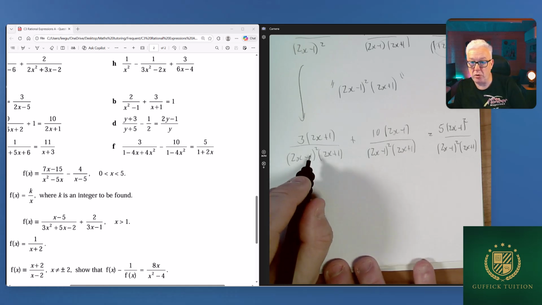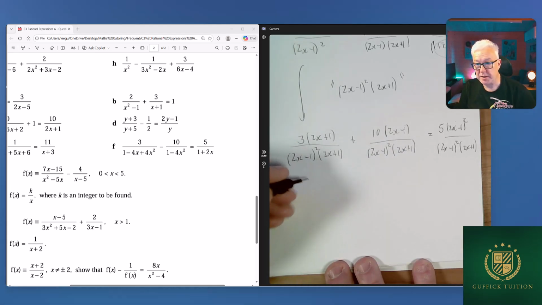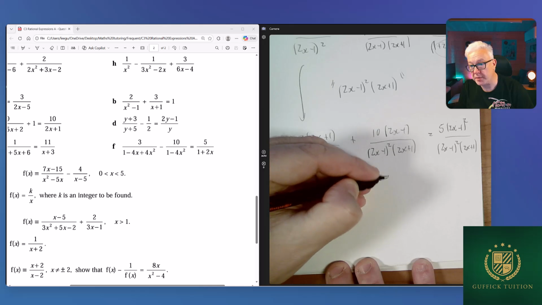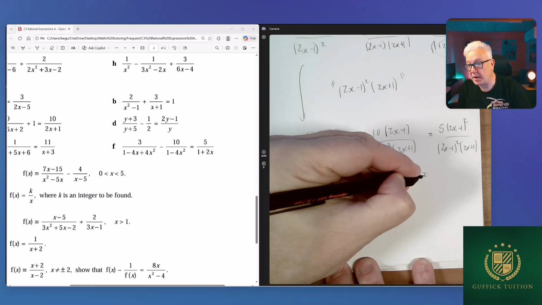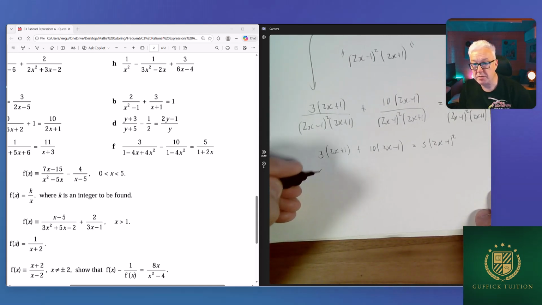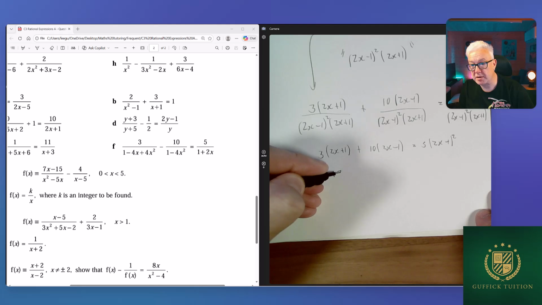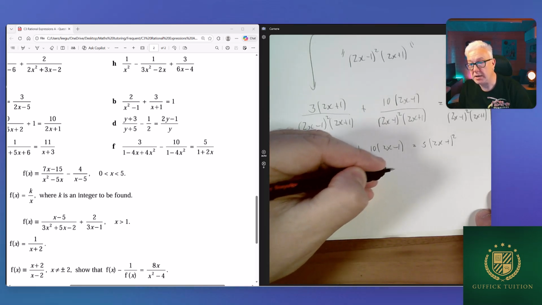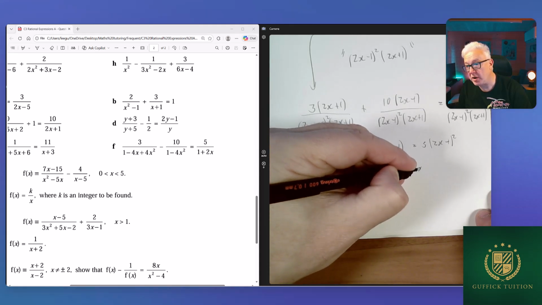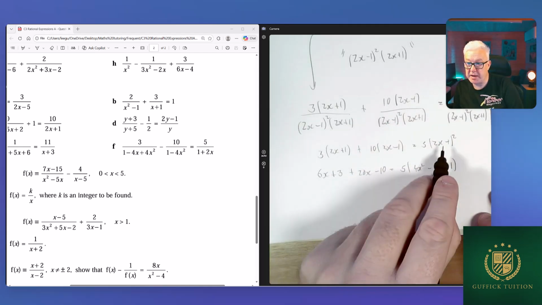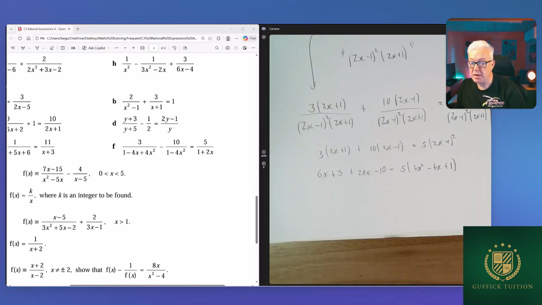So I'm going to multiply all of the expressions by this denominator. So this is the same as 3 times by 2x plus 1 plus 10 times by 2x minus 1 is equal to 5 times by 2x minus 1 squared. So let's expand everything. So that's going to go to 6x plus 3 plus 20x minus 10 is equal to 5 times 4x squared minus 4x plus 1.